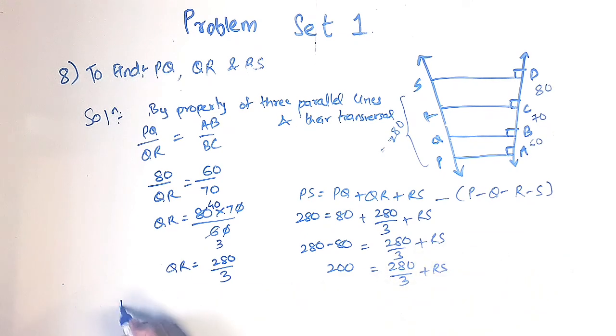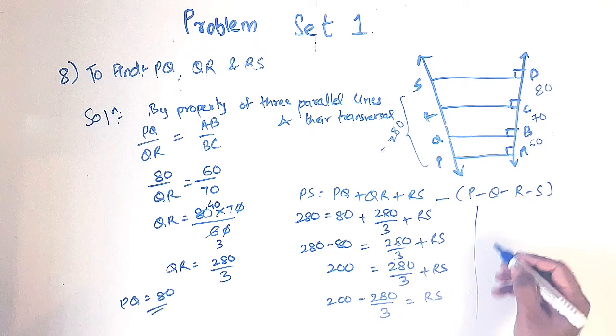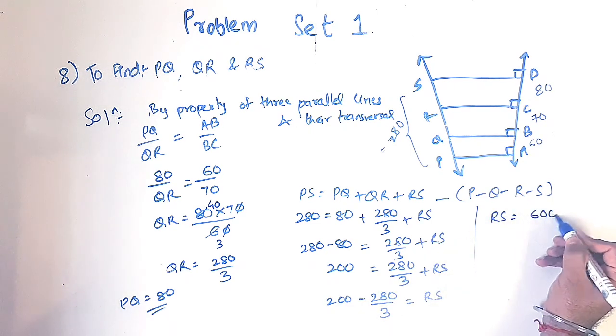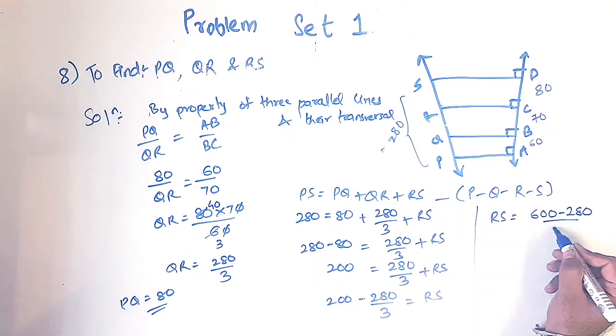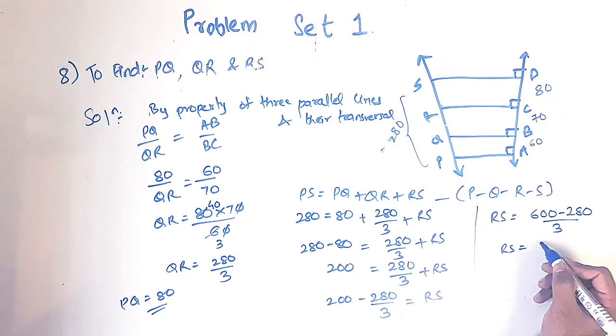PQ equals 80, I am writing here. Now if I move this here, this will become 200 minus 280 upon 3 equals RS. So RS is equal to, cross multiply, 600 minus 280 by 3. What is 600 minus 280? 600 minus 280 is 320 by 3, which you cannot divide by 3.